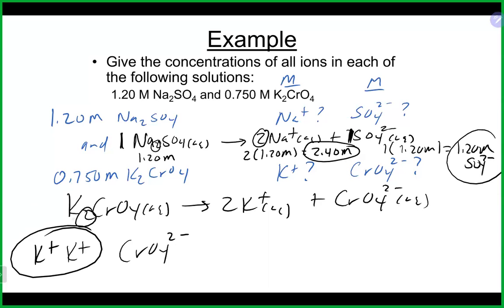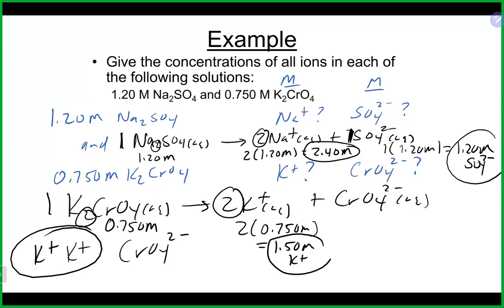And again, for 0.75 molar for the whole thing, a 1 to 2 relationship means we would take 2 times our 0.75 molar, which gives us 1.5 molar for potassium in this case. And it is a 1 to 1 relationship here, which means we take 1 times our 0.75 molar, which gives us 0.75 molar of our chromate in this case.